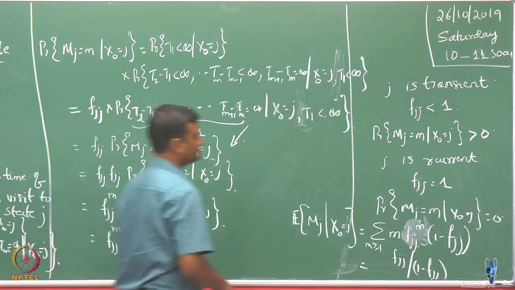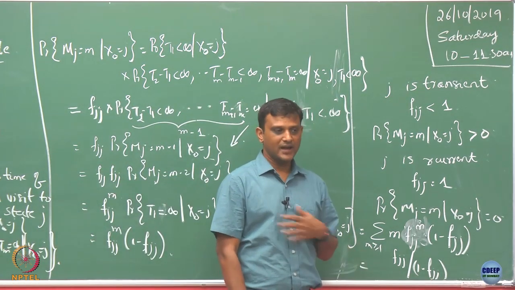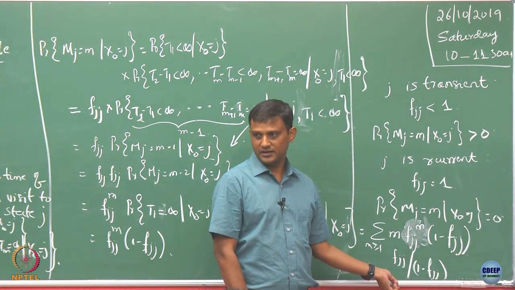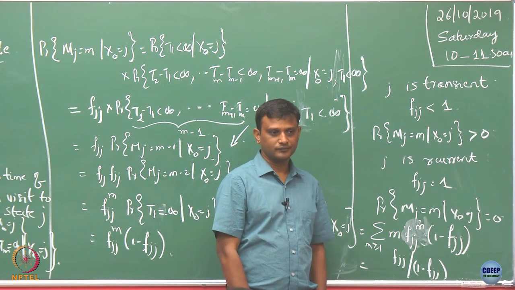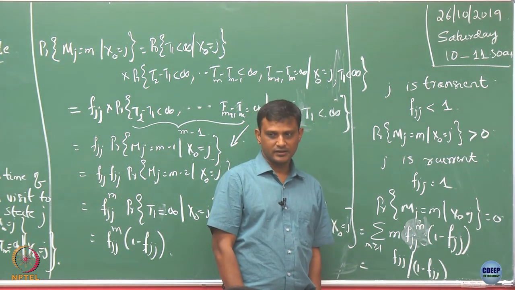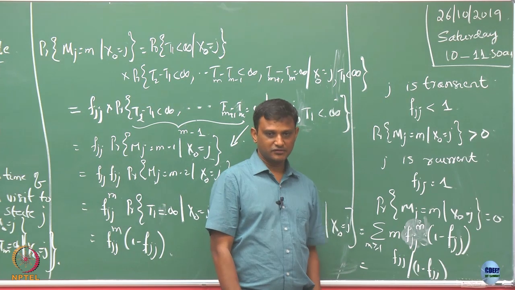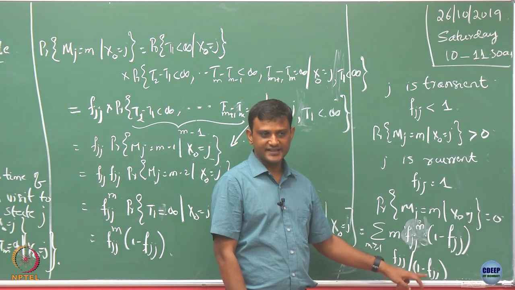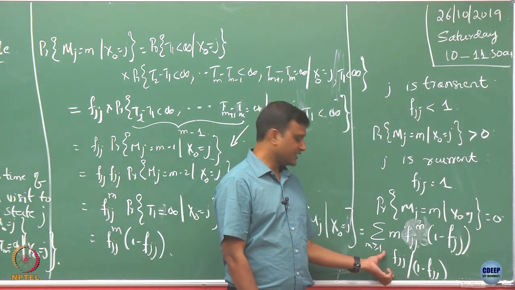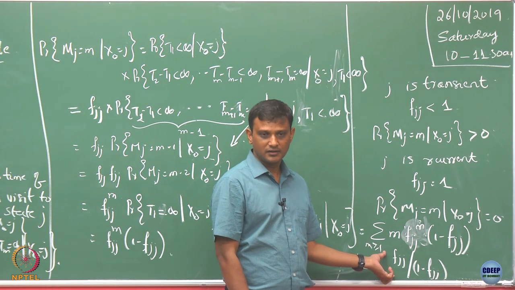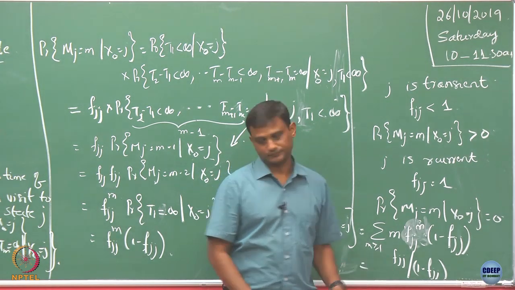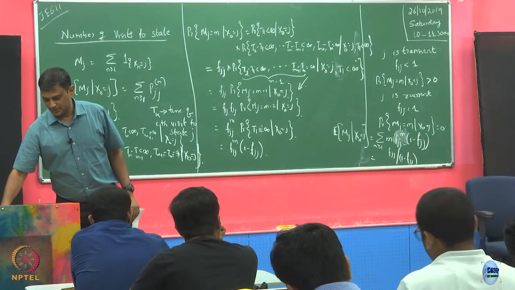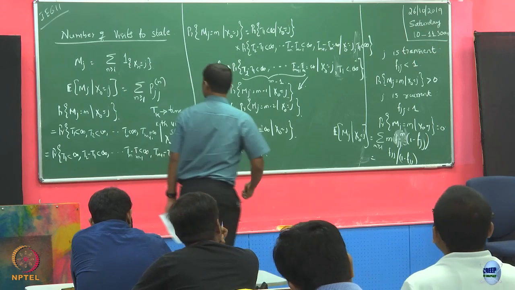So, again if fjj is going to be 1, this quantity is unbounded, right? This quantity is basically infinity. That means the expected number of visits is going to be infinity. But suppose this fjj is strictly less than 1, that is, j is a transient state, then this expected quantity is going to be finite. So, based on this, we can claim the following result.